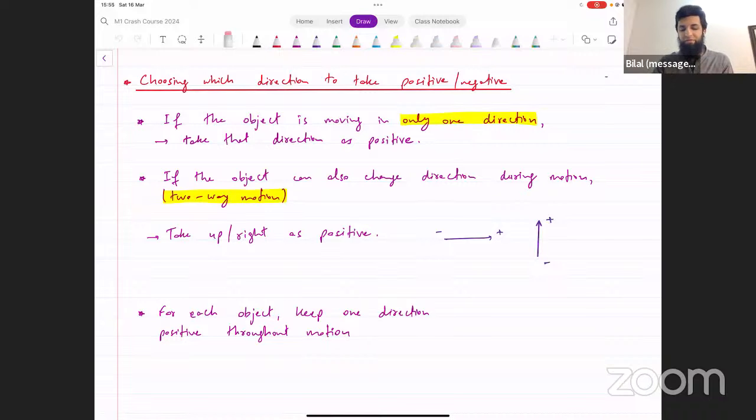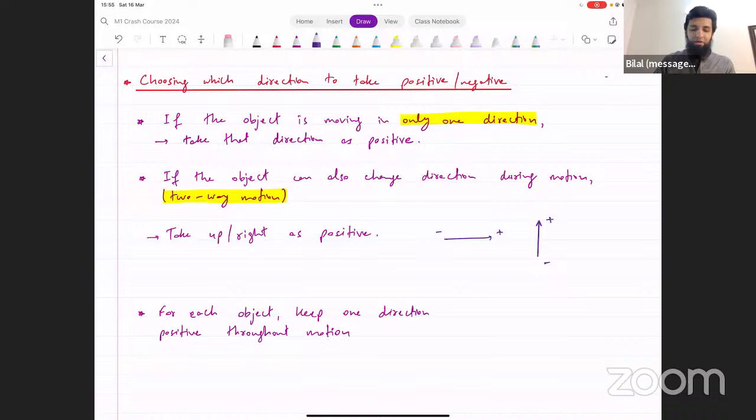So what's the convention that we'll be using? If the object is moving in only one direction, just take that direction as positive. However, if the object is changing direction during motion, generally what we do is we take upwards as positive if it's vertical motion, and right side is positive if it's horizontal motion.